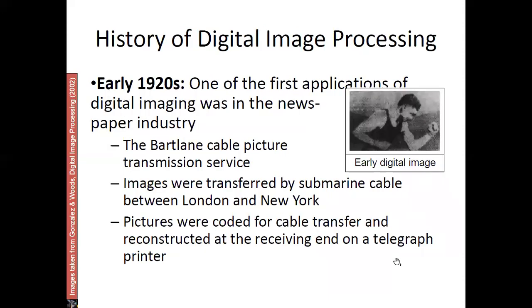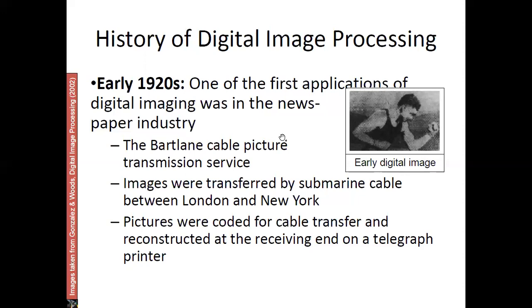So going to the brief history, in the early 1920s, we had the first images sent by the Bartlane cable, which is an underwater submarine cable between London and New York. Images were coded for cable transfer as a set of zeros and ones, and it was normally a 2-bit image where you have black and white only, as you can see, and any image is converted into a set of zeros and ones, and it is regenerated at the receiver end.